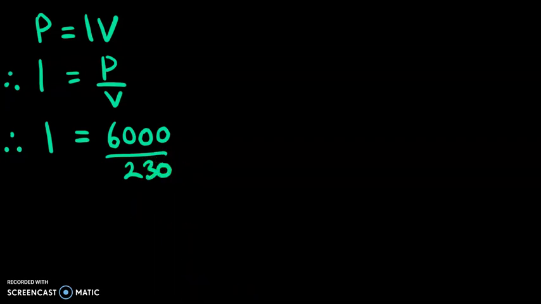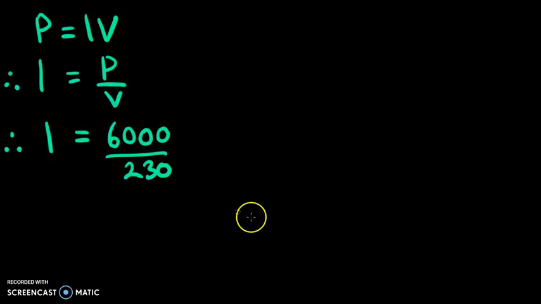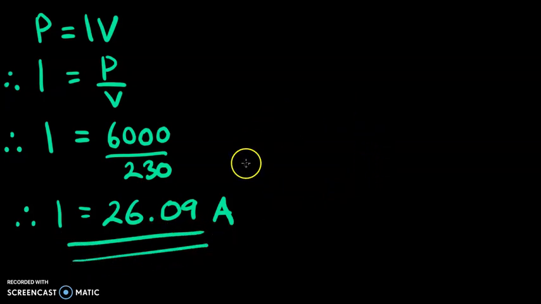Because my maths is not amazing in my head, let's just get the old calculator up. 6,000 divided by 230 equals 26.086, or 26.09 if we round to two decimal places. Okay, let's get rid of that. So therefore, I equals 26.09 amperes. That's really handy because now we know that we're going to need to select a cable which is capable of carrying 26.09 amperes in the installation circumstances that we choose.